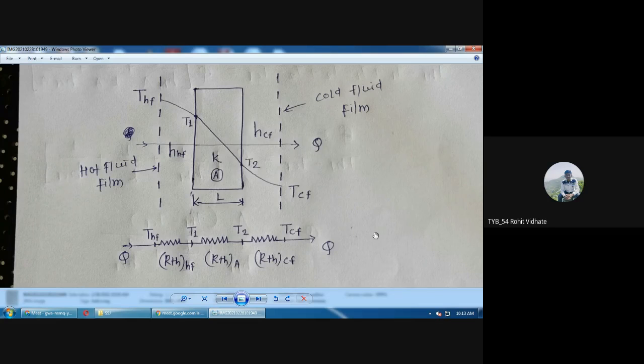HCF into A into T2 minus TCF. Correct. So we have to understand the boundary conditions or temperature difference for the right hand phase, that is the cold fluid, that is T2 and TCF. What is the heat transfer coefficient? That is HCF. Okay, and capital A is the area, which is the same for this total surface. So Q is equal to HCF into A, and what is the temperature difference for the cold fluid? That is T2 minus TCF.